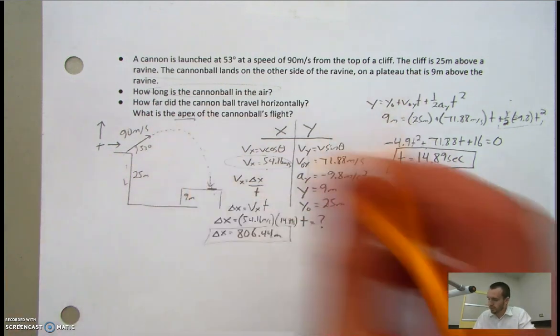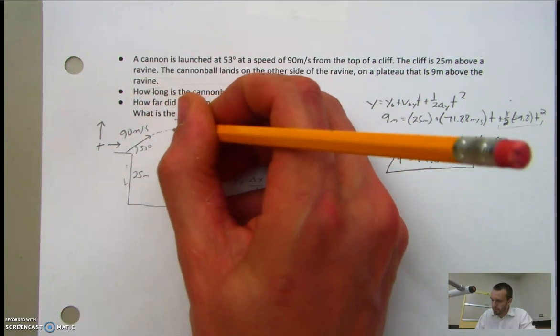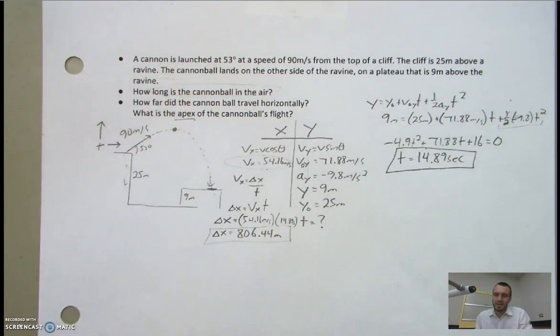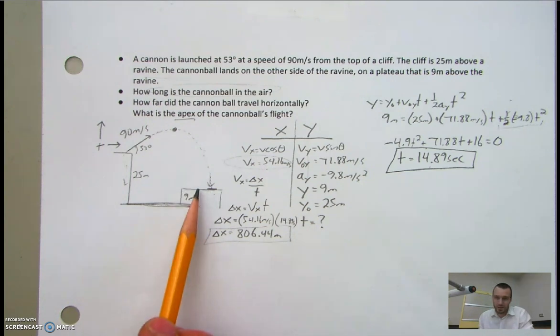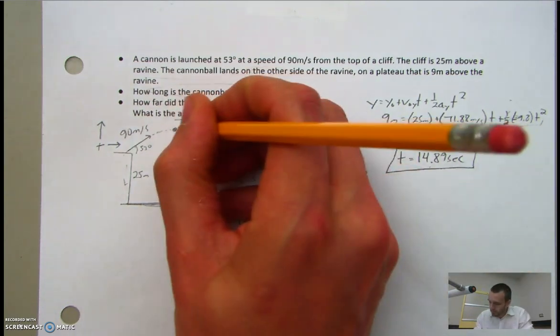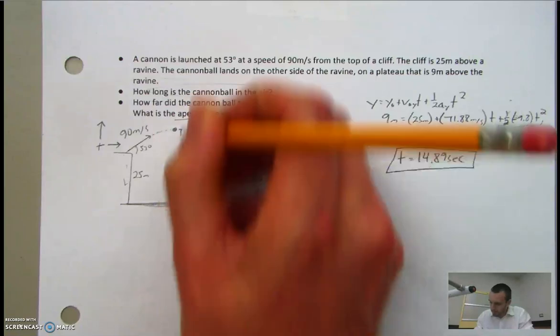What is the apex of the cannonball's flight? By definition, the apex is the highest point in your flight. Now, depending on how you chose your origin, I chose my origin as the y height equal to 0 is the ground. Some of you may have picked the plateau as that. That's fine. Just make sure that when you give your answer, you're giving the answer for how far it is to the ground.